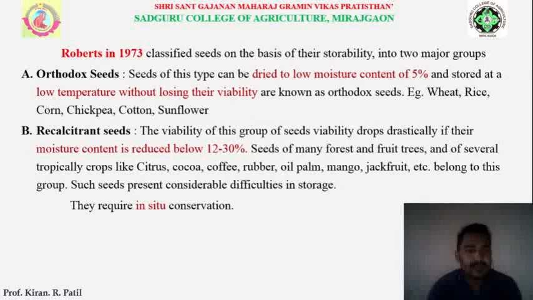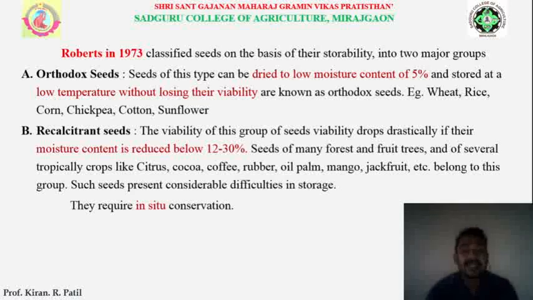Next, on the basis of storability, the seeds were classified by Roberts in 1971, and there are two major classifications: orthodox seed and recalcitrant seed. What is orthodox seed? This is a type in which the seed can be dried to low moisture content, up to 5%, and stored at a low temperature without losing viability. By decreasing moisture, they do not lose their viability. Such seeds are known as orthodox seeds. Most crop species like wheat, rice, corn, chickpea, cotton, sunflower, most pulses and the crops in the cruciferae family come under orthodox seed.